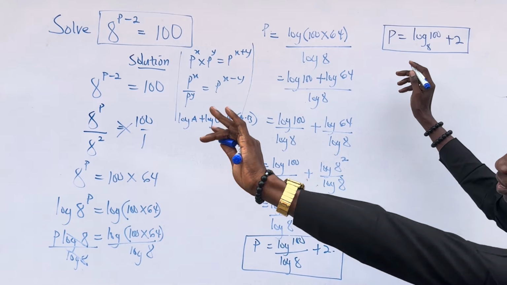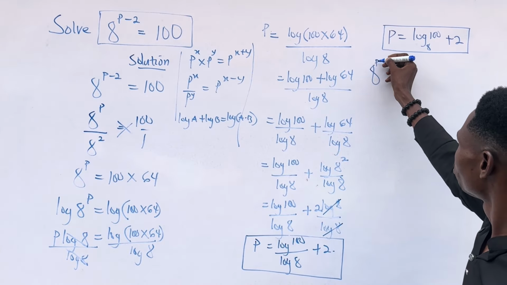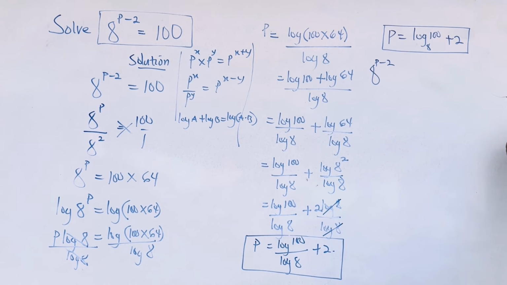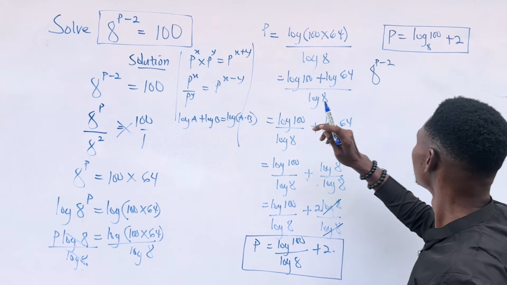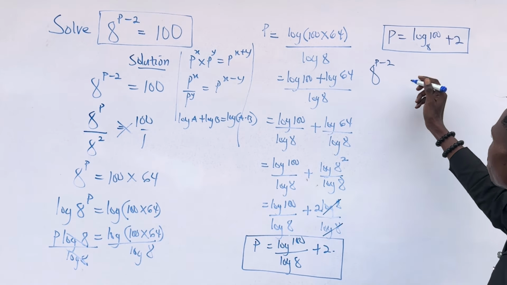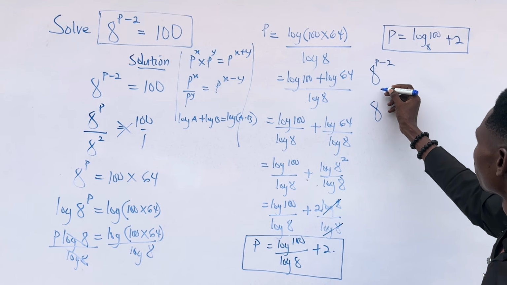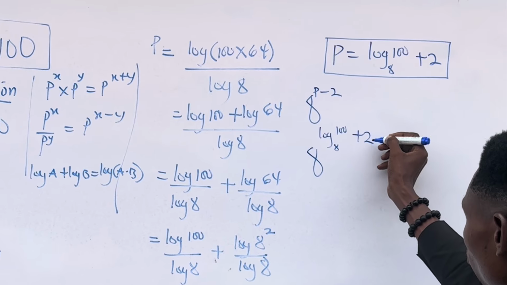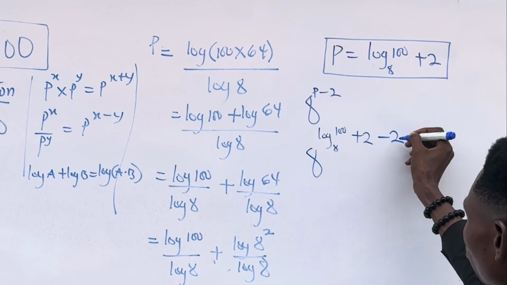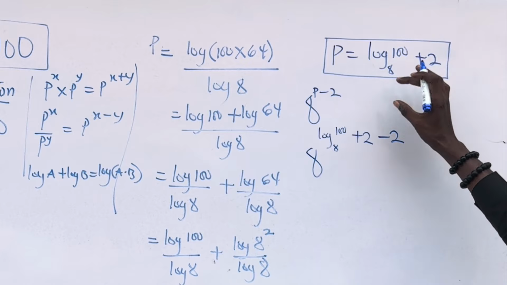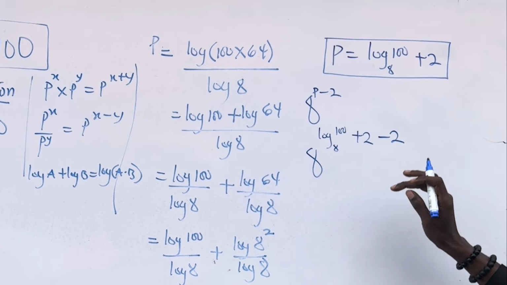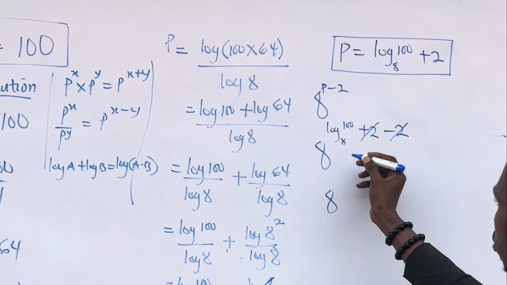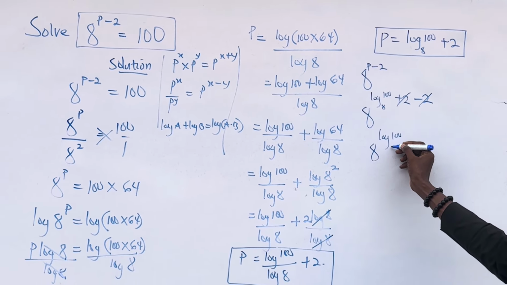So left hand side now, we have 8 raised to the power p minus 2. So let's just solve this and see if it will give us 100 as we have here. So let's replace our p with this. So this will be 8 raised to the power, p is log 100 base 8 plus 2, then minus 2, this minus 2 here. So p itself has plus 2, then we'll have our minus 2. So 2 minus 2 will go away. So this side will give us 8 raised to the power log 100 base 8.